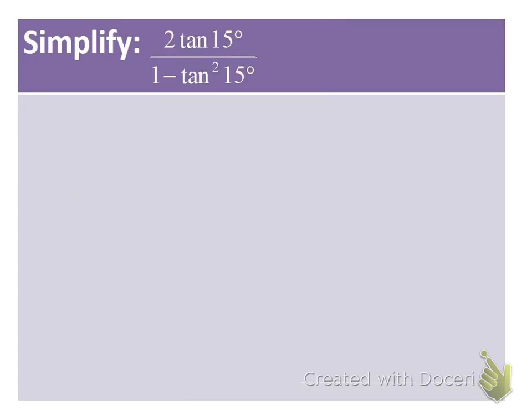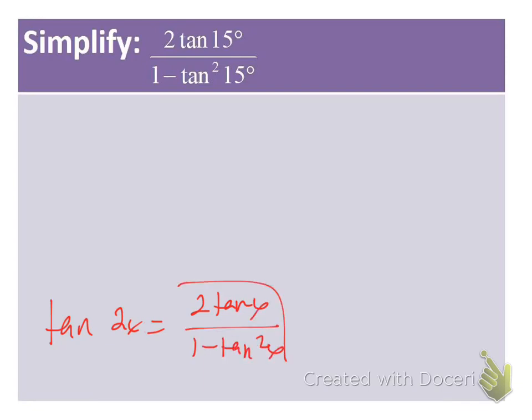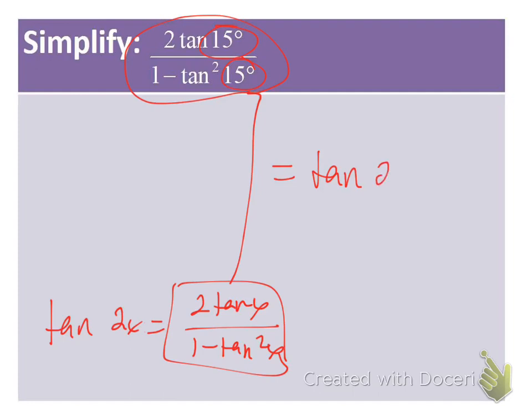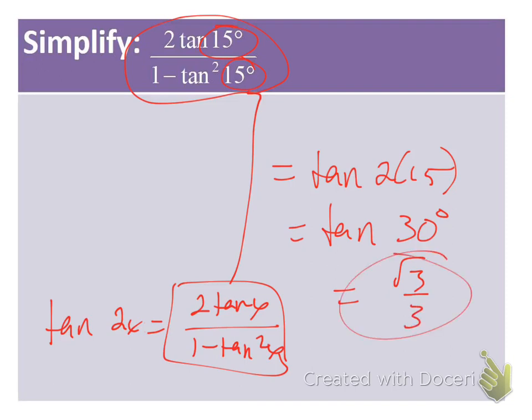One more to help you. 2 tangent 15 over 1 minus tangent squared 15. Again, you have to recognize that this is a double angle formula. It is the double angle formula for tangent. And so this right side looks exactly like this, only the angle measure is 15. So if I want to write it as the left side, I have to go tangent 2 times the angle measure, which is 15. And so that means I just got to go find the tangent of 30 degrees. Tangent of 30 degrees is going to give you radical 3 over 3. So that's your value.